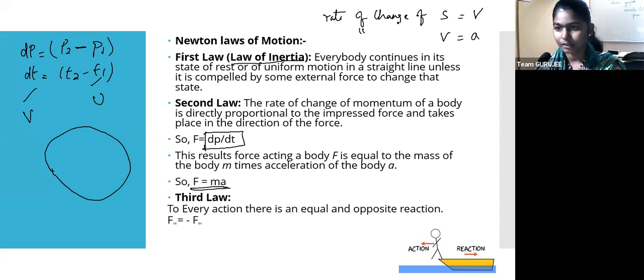So you can write velocity as ds by dt, and acceleration as dv by dt. These are the factors. So the rate of change of displacement is velocity, and the rate of change of velocity is your acceleration, written as ds by dt and dv by dt. Now coming to this point, dp by dt, let's say it is d into p divided by dt. What is this p? What is the formula for p?